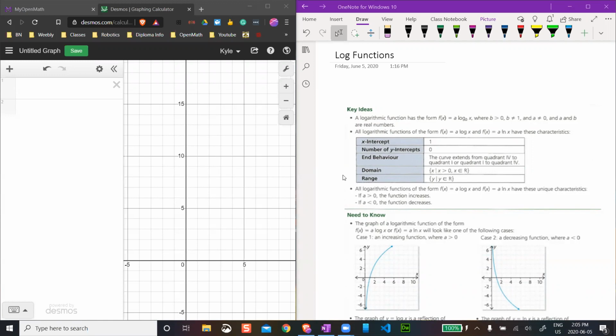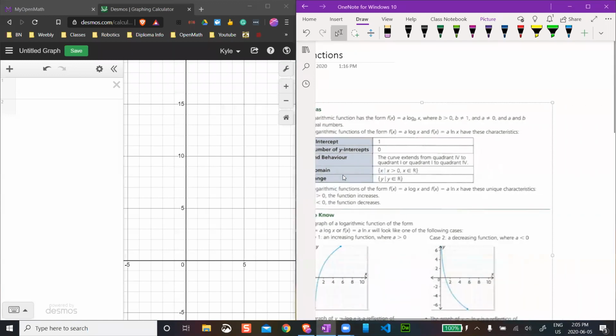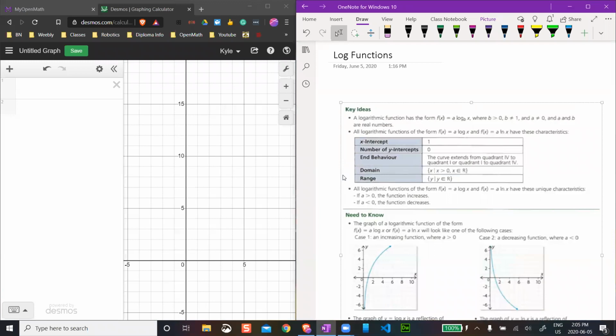Okay, logarithms. So this is 7.1, by the way. I didn't put that up there. Let's talk about how this relates to exponential functions, because that's really what they are.